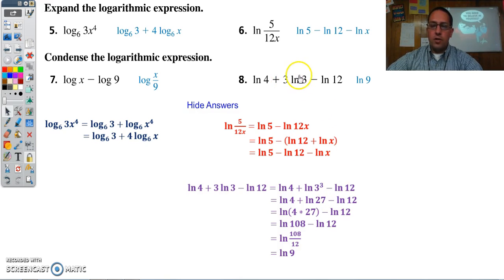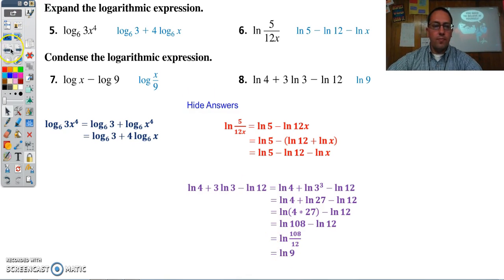So first we're going to take care of the multiplication, because multiplication comes first. So this becomes natural log of 3 cubed, which I went ahead and simplified as 27. So now I have natural log of 4 plus natural log of 27 minus natural log of 12. Well, let's take care of the plus first, because it comes first in order. So we are adding the logarithms, so we multiply the arguments. So 4 times 27, which is 108. And now we have the subtraction, and if we're subtracting the logarithms, we divide the arguments. So 108 divided by 12, which is natural log of 9.